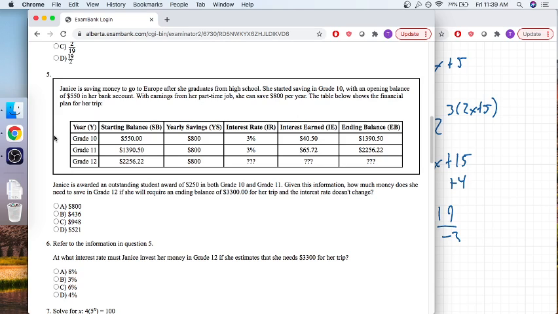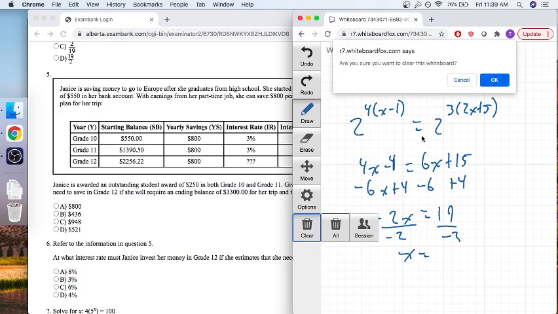Given this information, how much does she need to save in grade 12? She requires an ending balance of $3,300 for her trip, and the interest rate doesn't change.